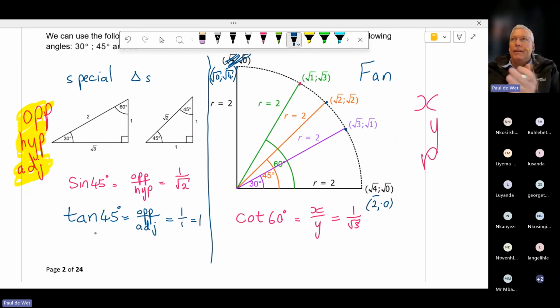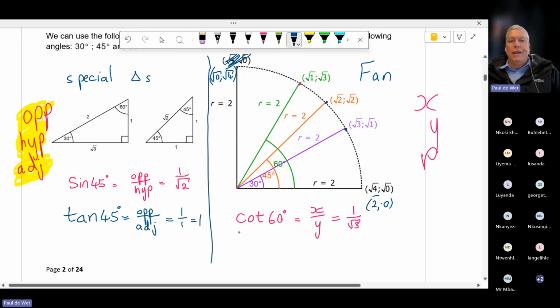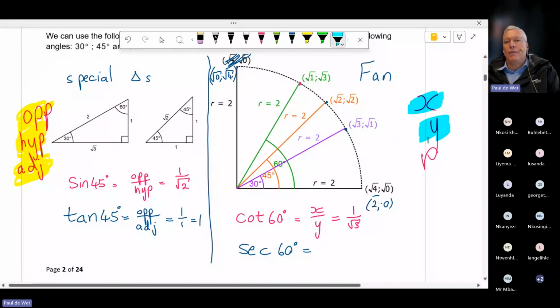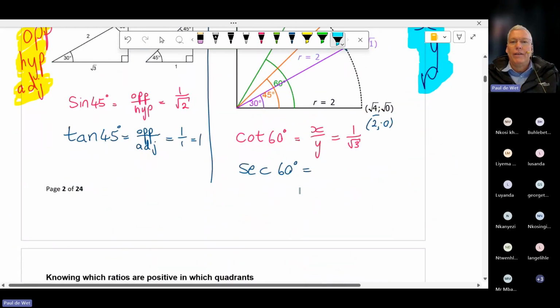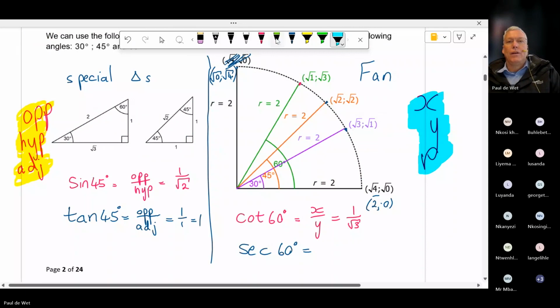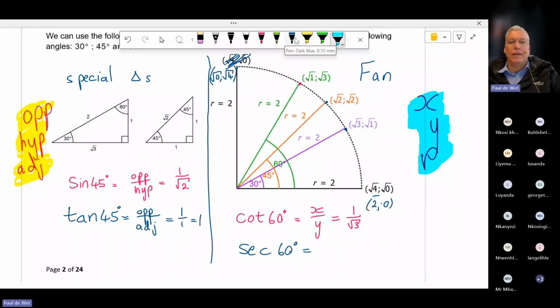Okay. I want someone to tell me now what will be the sec of 60 degrees. And I want you firstly to tell me what's the ratio for sec in terms of x, y, and r. Now, guys, you don't get given these rules. If you don't learn these, you cannot do trigonometry. Even when you write matric, you never get given these 6 definitions. Okay, what is sec? Hypotenuse over adjacent. R over x.